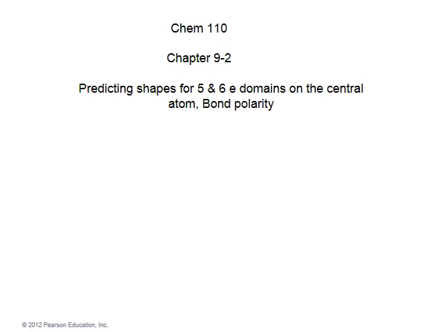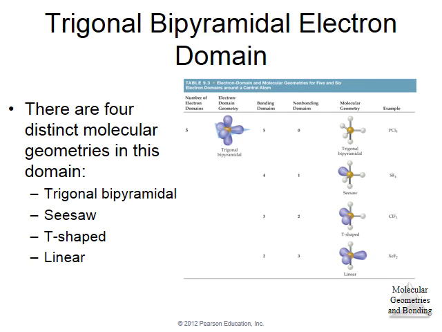In this section, we will discuss electron domain geometry as well as molecular geometry or molecular shape for 5 and 6 electron pairs or 5 and 6 electron domains on the central atom. In addition, we will talk about bond polarity and polarity of the whole molecule. Let me begin with trigonal bipyramidal domain geometry.